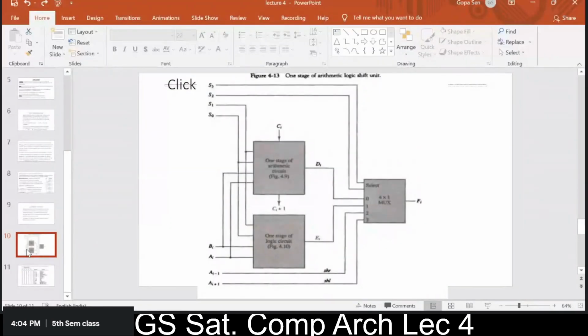Clear? Yes, ma'am. So till now we have discussed finally an ALU circuit with which we can execute all the different types of micro operations. 4 different categories of micro operations, all can be executed by this ALU circuit. Clear? Yes, ma'am. This is all.